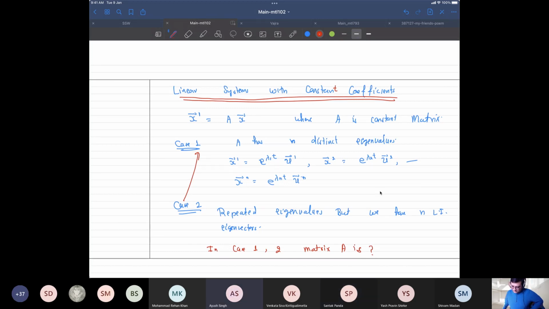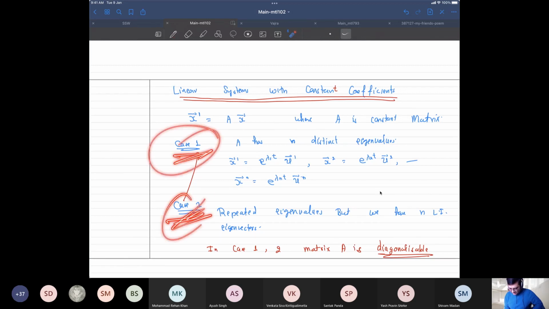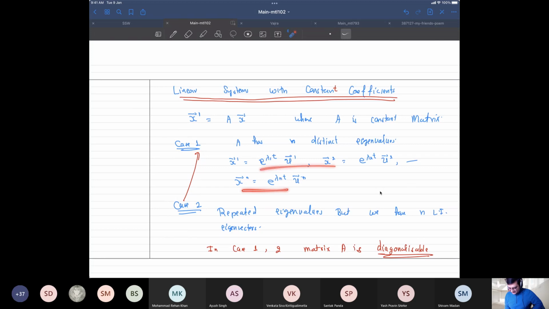Diagonalizable. Yes, so matrix A is diagonalizable. So this is the most important part, because of this your life becomes easy, and we will see why your life became very easy in this case.